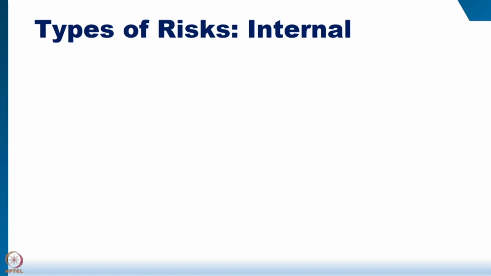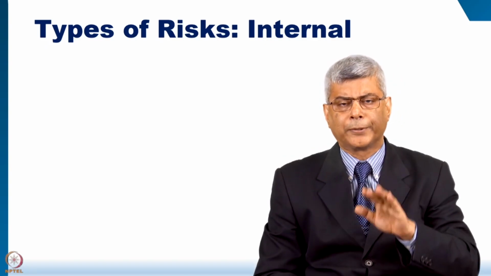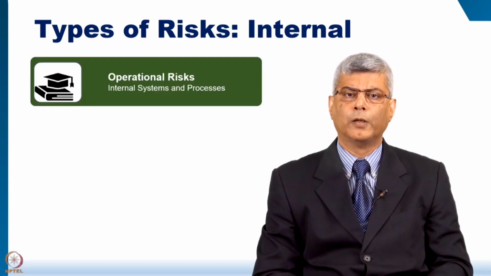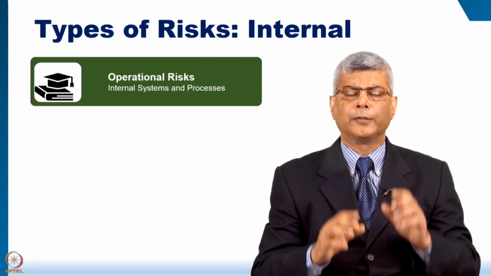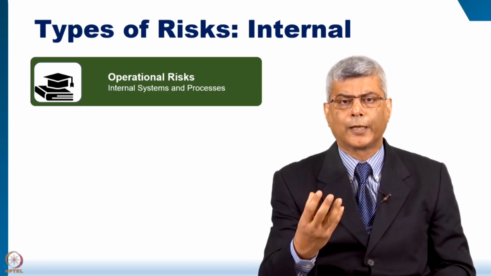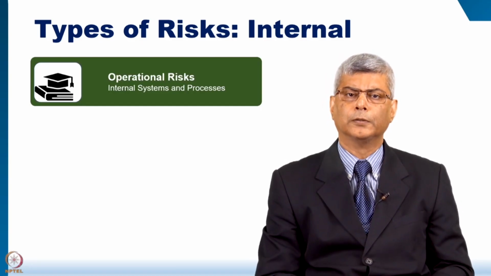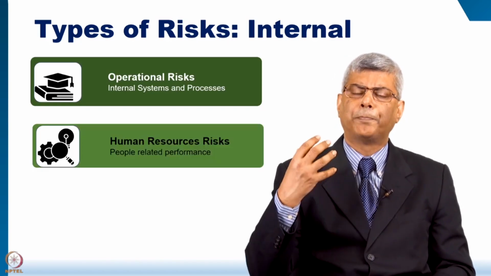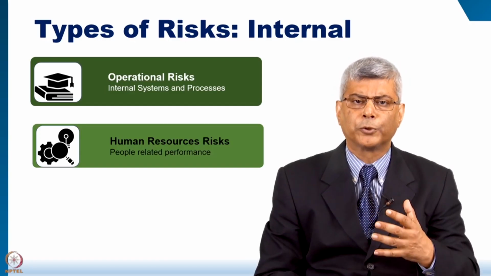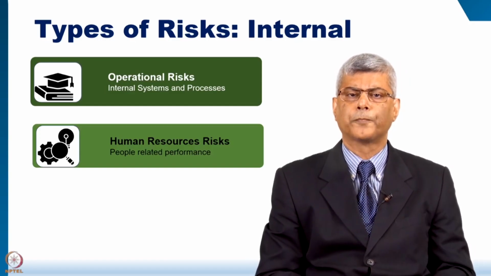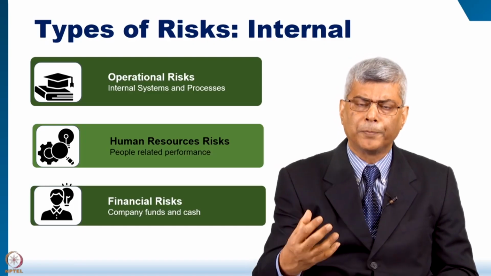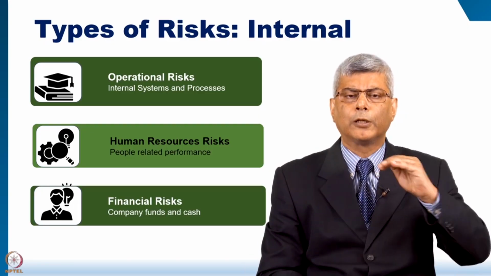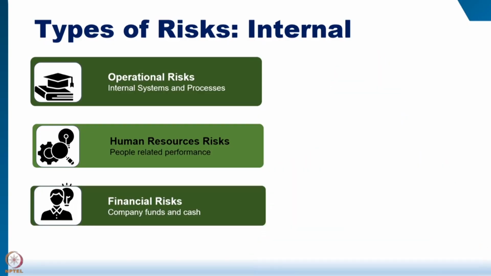So these were the risks external to the company. Let's look at risks which come because of factors within the company. This could be related to the operational risks, which disrupts the operation of the company. We'll look at some examples. It relates to the people of the company, the human resources in the company. It would also be because of financial matters within the company itself. These are all internal risks, but they need to be managed.